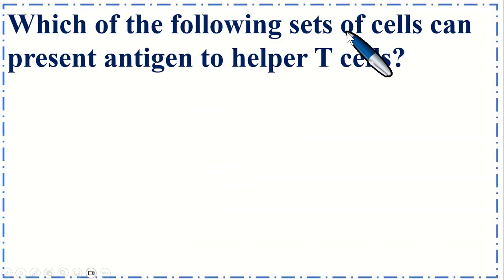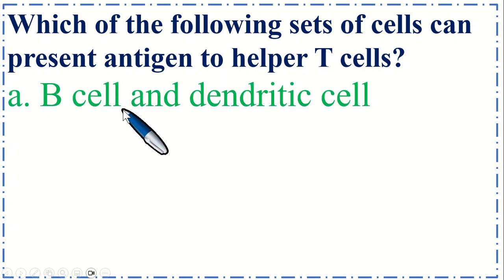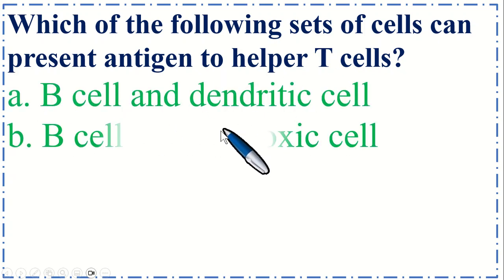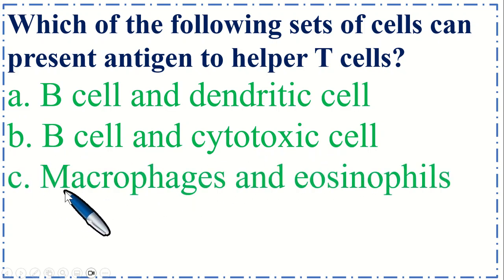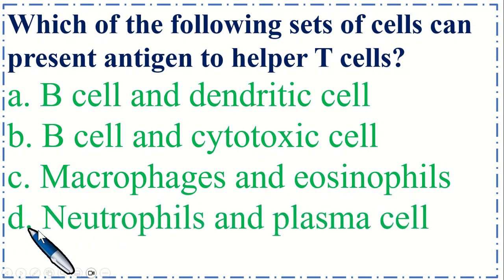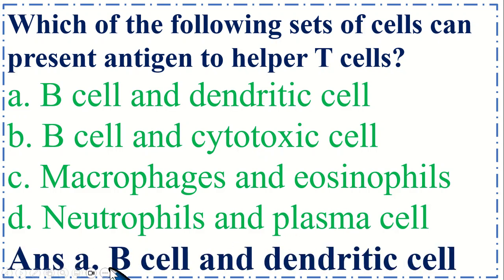Which of the following sets of cells can present antigen to the helper T cells? Option A. B cell and dendritic cell. B. B cell and cytotoxic cell. Option C. Macrophages and eosinophils. And option D. Neutrophils and plasma cell. So the correct option is A. B cell and dendritic cell.